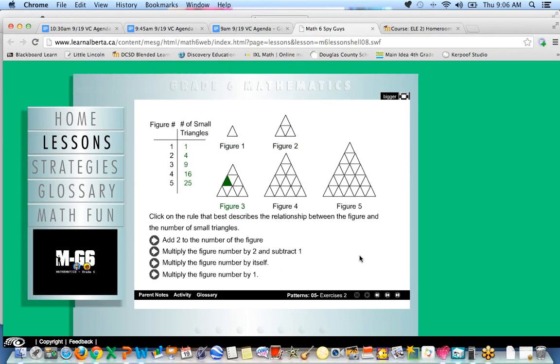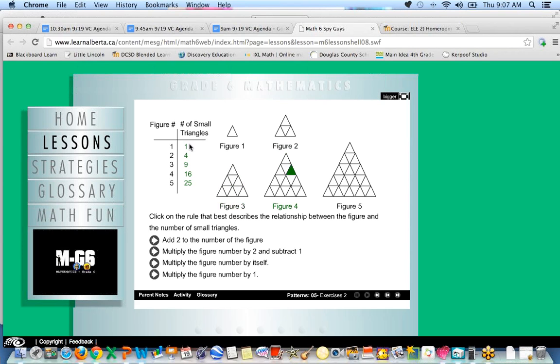Click on the rule that best describes the pattern. All right, so this is going to get a little more complicated now. So now we just have to look at the table, which is already filled out for us, and look at the figures. So let's look at the table first. If we have one figure, we have one triangle. In figure number two, it looks like we have four triangles. Then if we move to figure number three, we jump all the way up to 9. And then we jump to 16, and then we jump to 25.